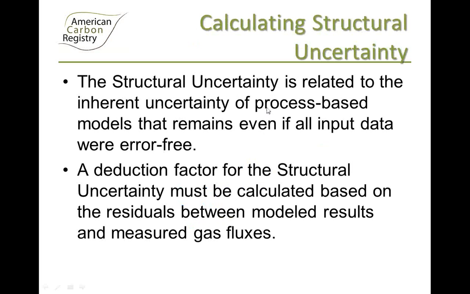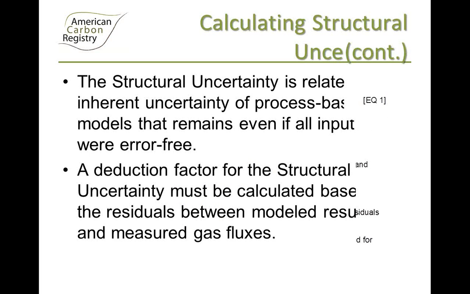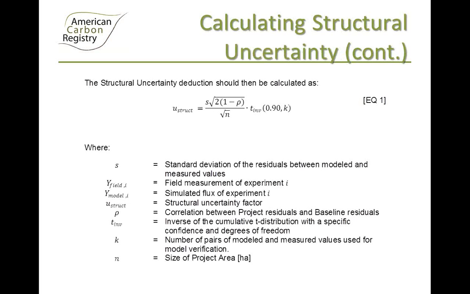Okay, so how do we actually calculate the deduction values for structural uncertainty? We do a statistical analysis of the residuals, which is the values of the measured versus modeled for all those points that I just showed in the scatter plot. Once we've done that, we do some statistical tests on those residuals and come up with a methodology for accounting for that uncertainty in the protocol.